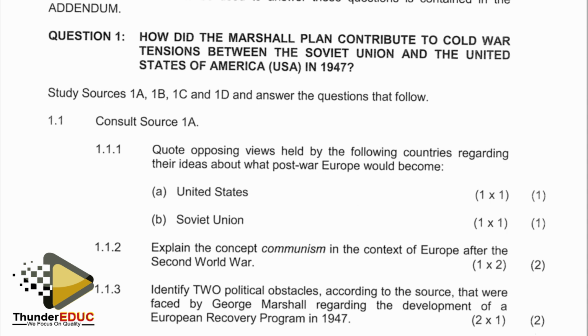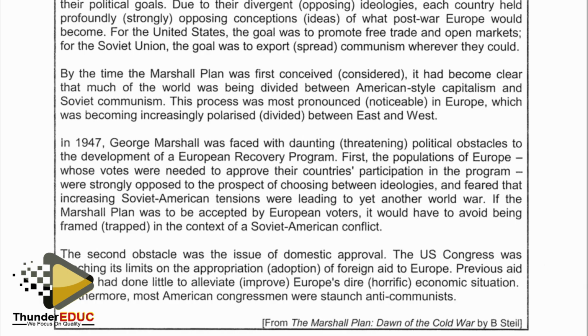Right, if we go to our source, you are just going to extract the responses. We will extract our responses from the source. They are there. If we come here to check the response of the United States, it reads, for the United States, the goal was to promote free trade and open markets. This is the response to question number A. The United States had a goal to promote free trade and open markets. That is the response to item A on America.